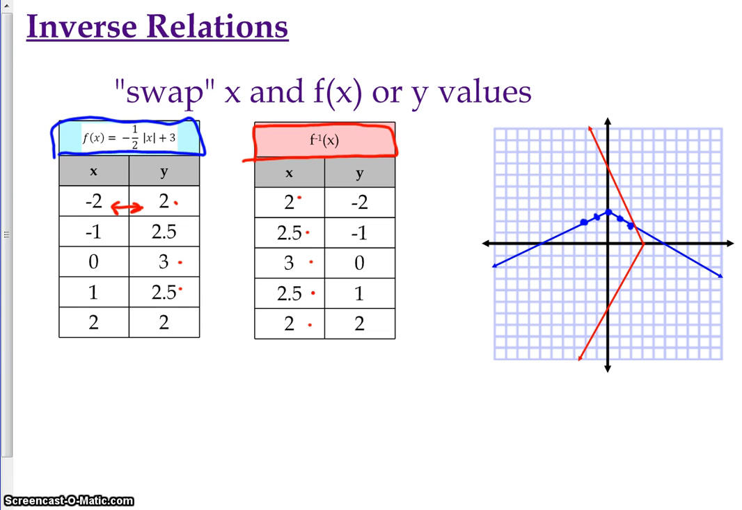So now if I graph in red here, 2, -2, so here's 2, -2, here we go. Here is 2.5, -1, there we go. Here is 3, 0, there we go. And then here is 2.5, 1 and 2, 2. So that shows us that when we had this blue line, to take the inverse, we got our red line.